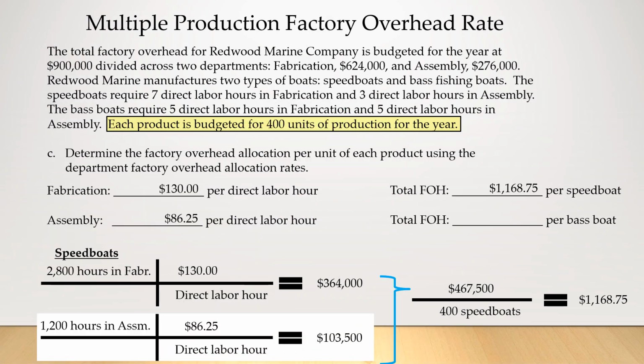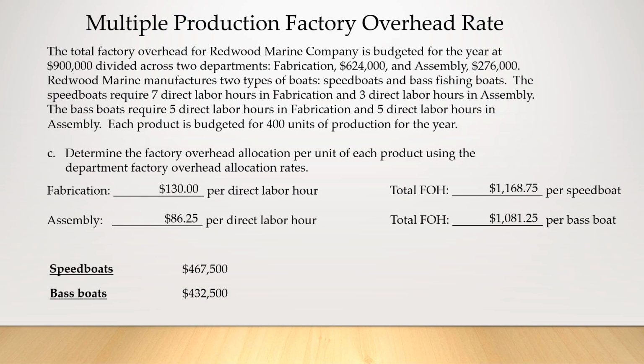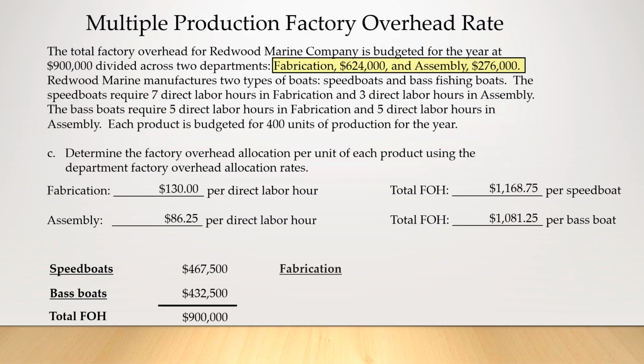If you want to check your math, take your total overhead allocated to bass boats, as well as your total overhead allocated to speedboats. Note how they sum to $900,000 for total factory overhead. Overhead budgeted for fabrication and assembly was $624,000 and $276,000 respectively. Sum these two amounts, and total overhead is also $900,000. So our total overhead across our two product lines ties to the total overhead across our two manufacturing departments. So all overhead is accounted for.